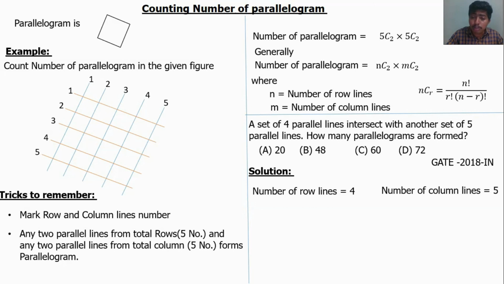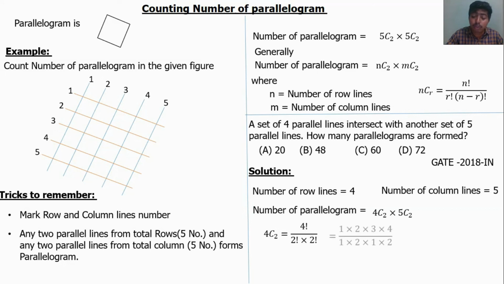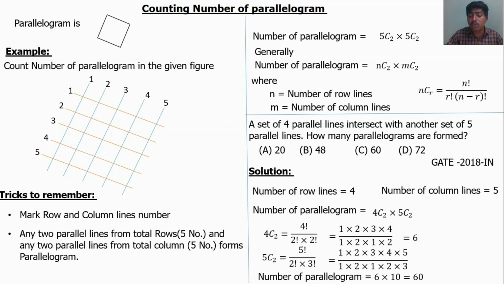Okay. So apply this formula. The number of parallelograms is equal to: out of 4 we need 2, and out of 5 we need 2, for the creation of a parallelogram. So 4C2 into 5C2. The value of 4C2 is equal to 4 factorial divided by 2 factorial into 2 factorial. 4 factorial means 1 into 2 into 3 into 4. 2 factorial means 1 into 2. Simplify this equation, we will get 6. The value of 4C2 is equal to 6. Similarly, the value of 5C2 is equal to 5 factorial divided by 2 factorial and 3 factorial. The answer will be 10. So the number of parallelograms is equal to 6 into 10, which is equal to 60.